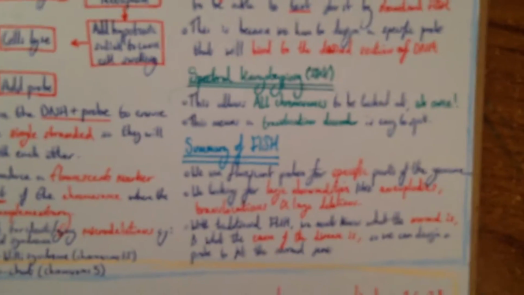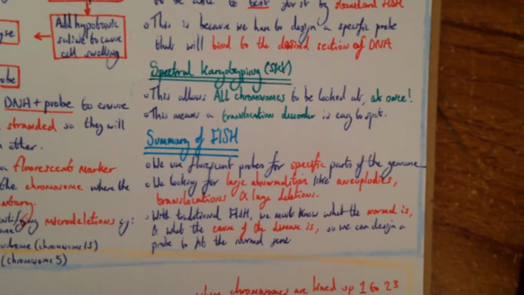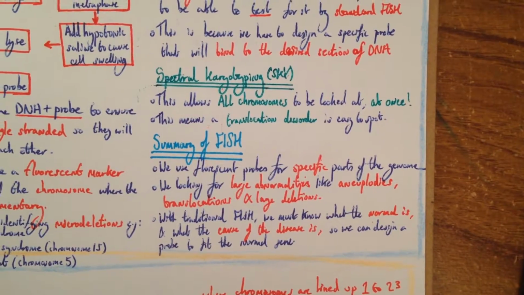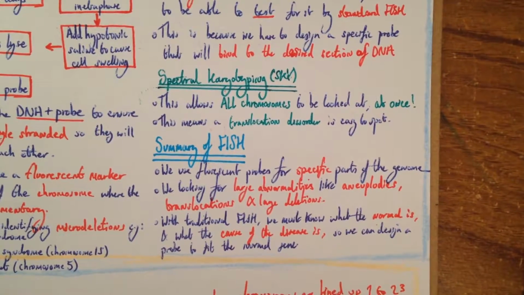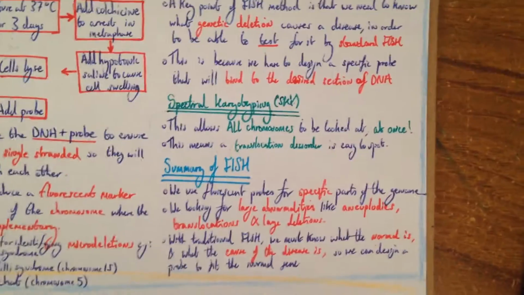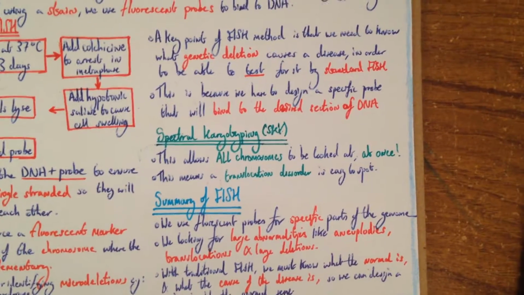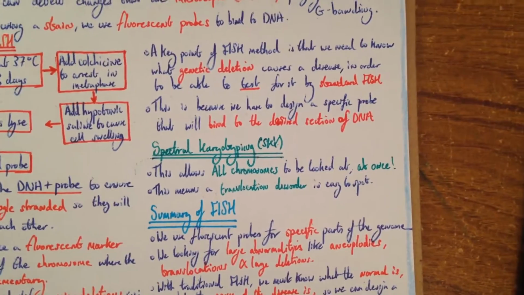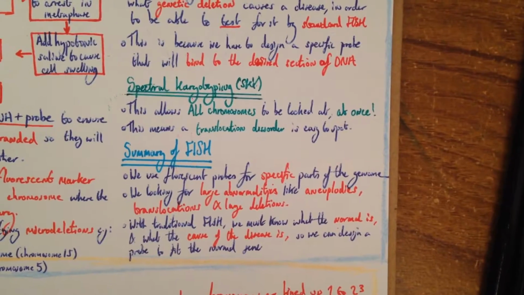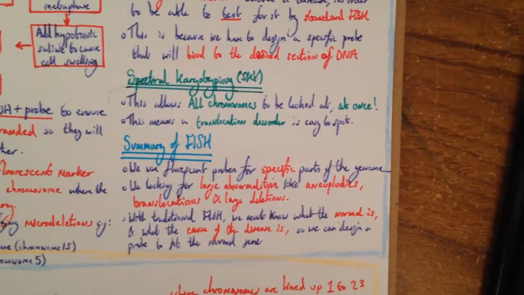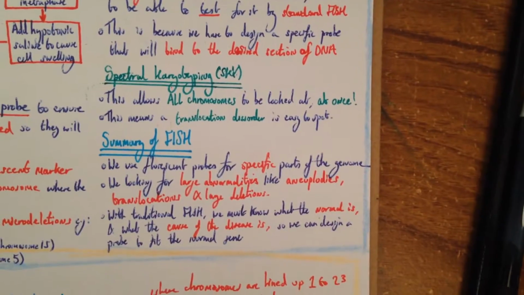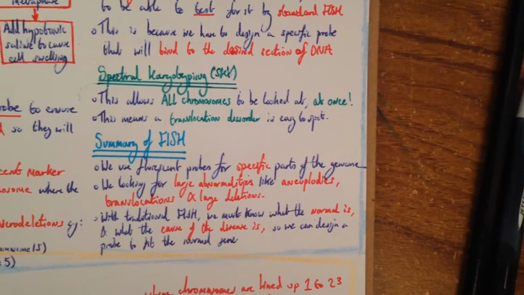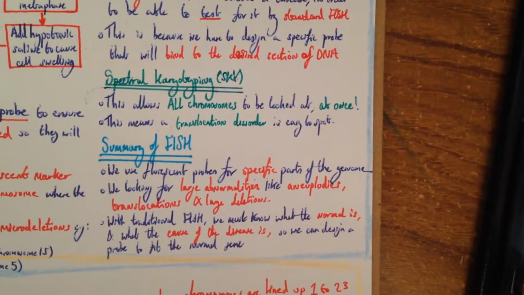But anyway, to summarise FISH, we use fluorescent probes for specific parts of the genome. We're looking for abnormalities like aneuploidies, translocations, and large deletions. As we said, aneuploidies are having a different number of chromosomes to the normal 46. So we use FISH to identify aneuploidies, translocations, and large deletions within a specific chromosome.